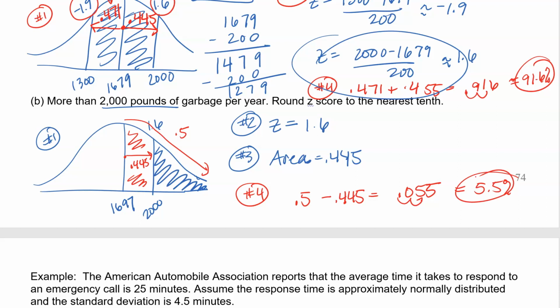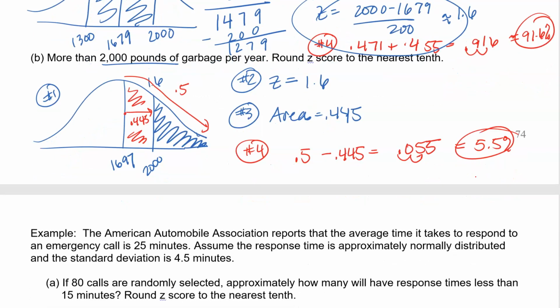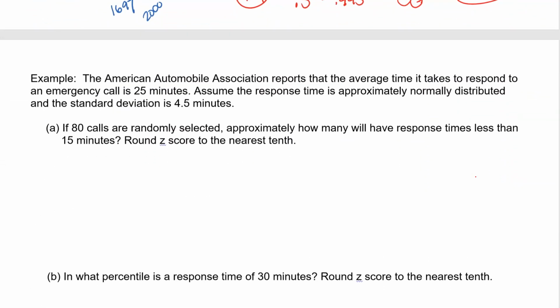So this is how we can use these z-scores and areas under the curve to actually answer questions that apply to real life. So pretty interesting. All right, so let's look at this next example. So we've got the American Automobile Association. It reports the average time it takes to respond to an emergency call is 25 minutes.